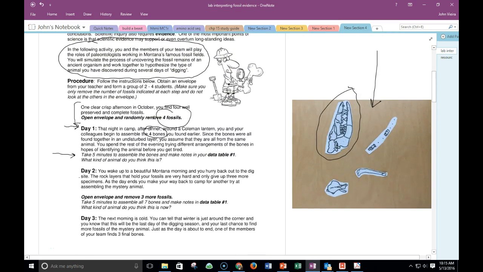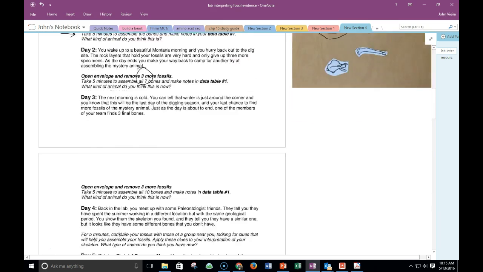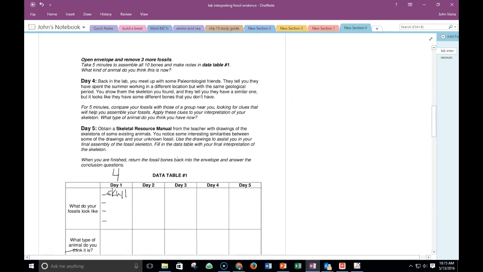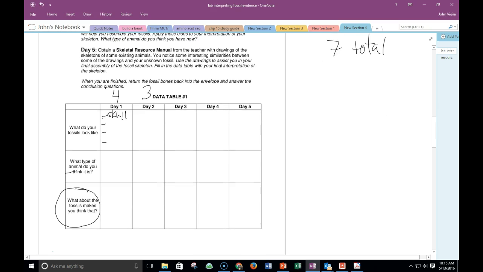Day 2, you're going to take out 3 more fossils, right? So day 2, you're going to take out 3 more fossils. So you have a total of 7 fossils now. After day 2, you should have 7 total fossils, and you just go through the same 3 questions. Except this time, you're just going to answer what you think those new 3 fossils are. You may change your opinion of what the animal is, and you're going to have a reason as to why.